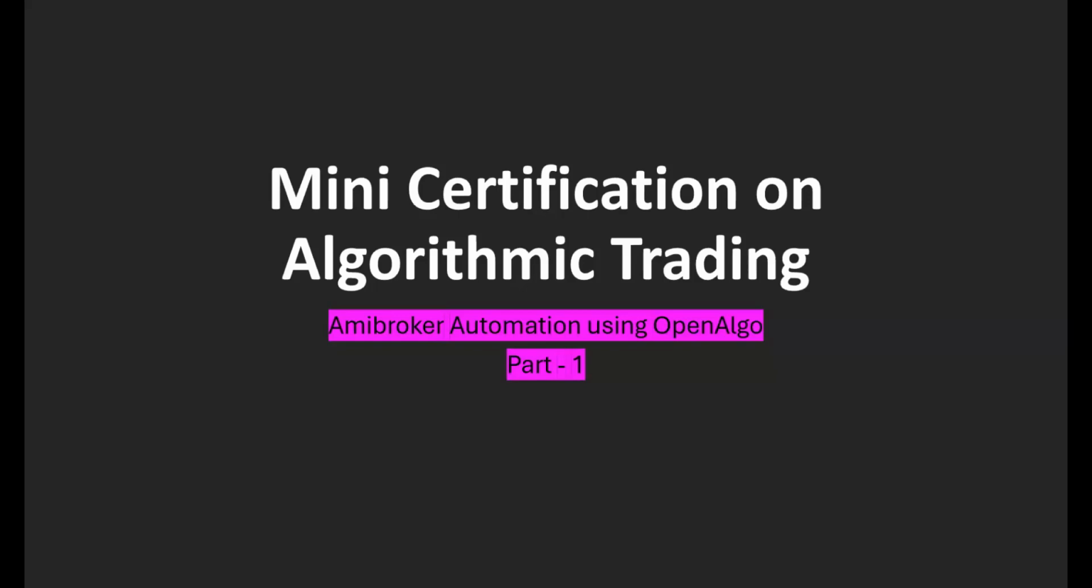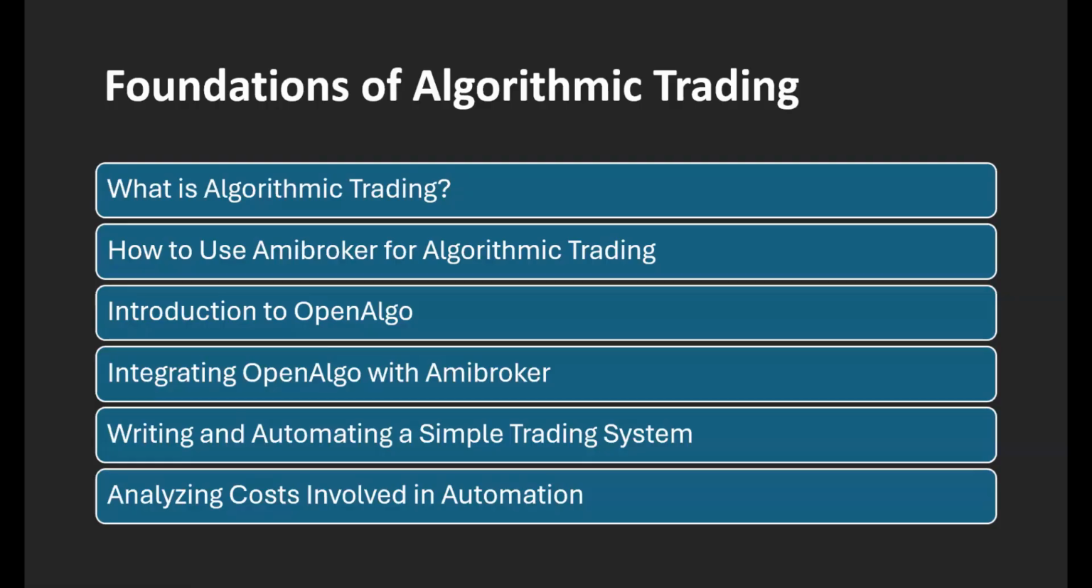So in today's session, we're going to talk about the very basic foundation of algorithmic trading. What is algorithmic trading or automated trading? How to use Amibroker for algorithmic trading, an introduction to OpenAlgo, how to integrate OpenAlgo with Amibroker, and how to write a simple trading system in Amibroker and how to automate it. And along with that, how we can analyze the amount or the cost involved in automation. What are the costs that I can anticipate? All those things that we are going to discuss in today's session here.